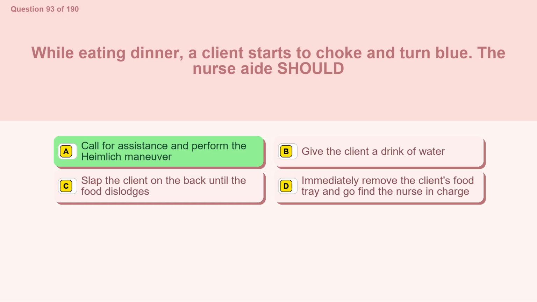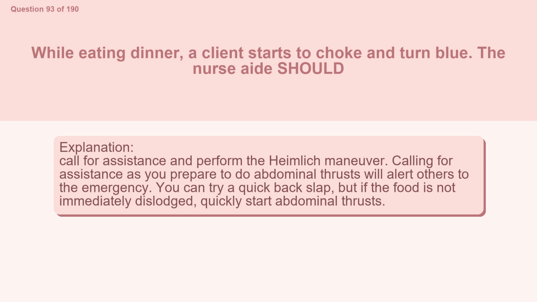The correct answer is option A, call for assistance and perform the Heimlich maneuver. Calling for assistance as you prepare to do abdominal thrusts will alert others to the emergency. You can try a quick back slap, but if the food is not immediately dislodged, quickly start abdominal thrusts.